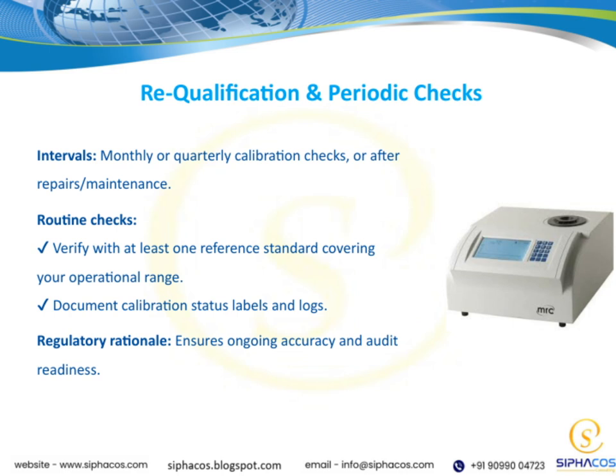Routine checks are a crucial part of this process. For example, you want to verify your calibration with at least one reference standard that covers your operational range. This helps confirm that your measurements are consistent and trustworthy. It's also important to document everything thoroughly. Labels indicating calibration status, and logs of each check should be maintained diligently.